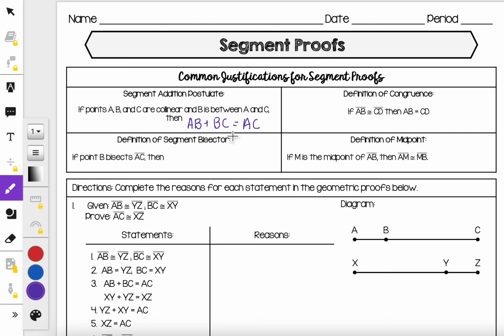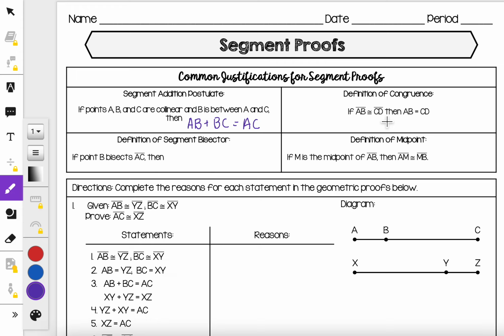With our introduction to geometric proofs, we had to convert some segments being congruent into the measures of the segments being equal using that definition of congruence over here. We're gonna see that same thing in today's lesson, where we're going from that congruent notation to equal sign notation and then equal sign notation to that congruent sign notation, okay?